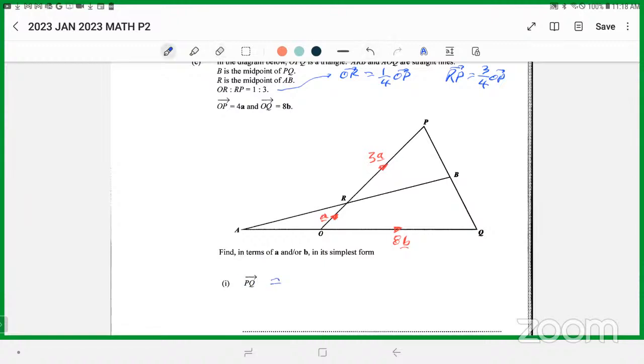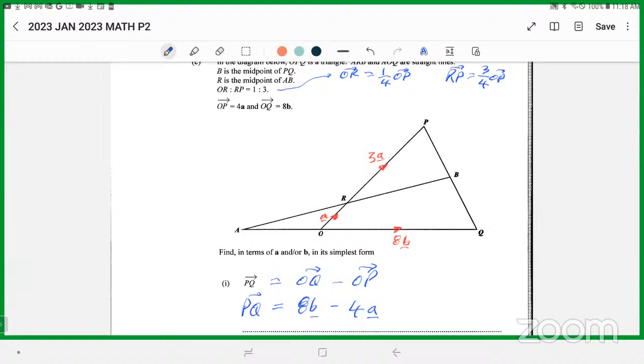PQ becomes OQ minus OP because I know both of them. I know this and I know that. So when I know the position vectors, I use it. So this becomes equal to 8B minus 4A. Simple as that. That is PQ, the vector PQ.